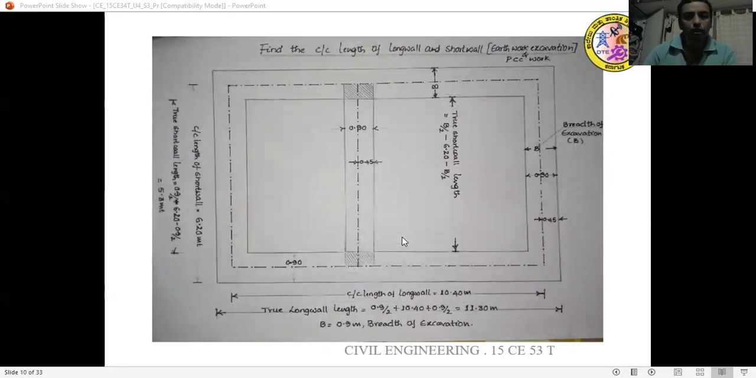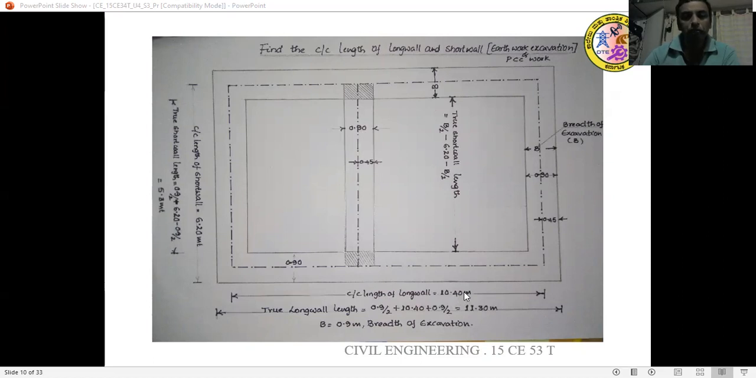Okay, this is the picture. This will help to calculate the center to center length of the long wall as well as short wall, and also to calculate the true length of long wall and true length of short wall. This is the plan of the earthwork excavation work as well as the PCC work. This is the breadth of excavation and breadth of PCC, which will be the same, and the center to center length is calculated already. The center to center length is equal to 10.4 meter.